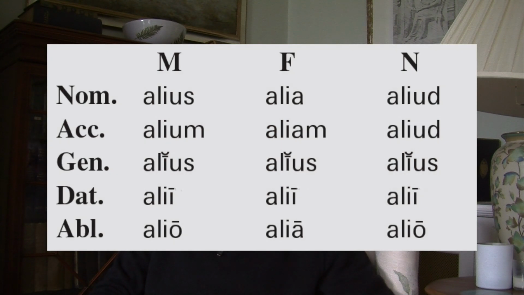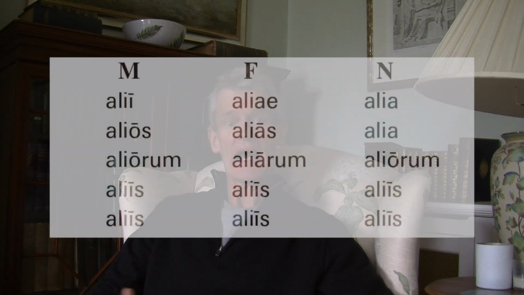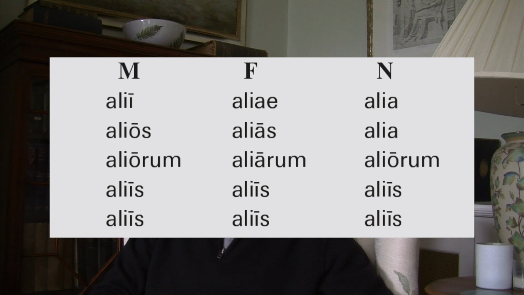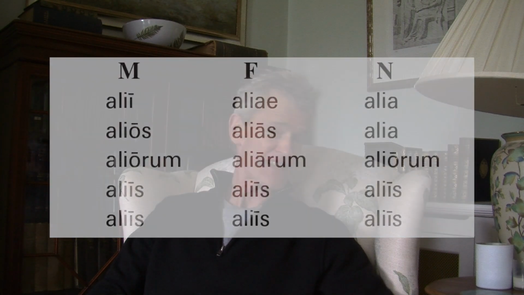Alius, alius, alius, alii, alii, alii, alio, alio, alio. Now there's a couple of things to say about those genitive and dative forms, but I'll come back to that. We'll just nail the plural: alii, aliae, alia; alios, alias, alia; aliorum, aliarum, aliorum; aliis. So nothing funny about the plural actually. The plural is just like bonus.